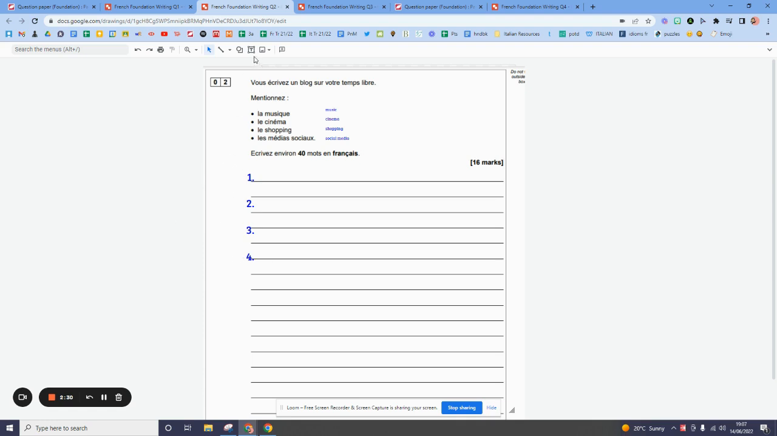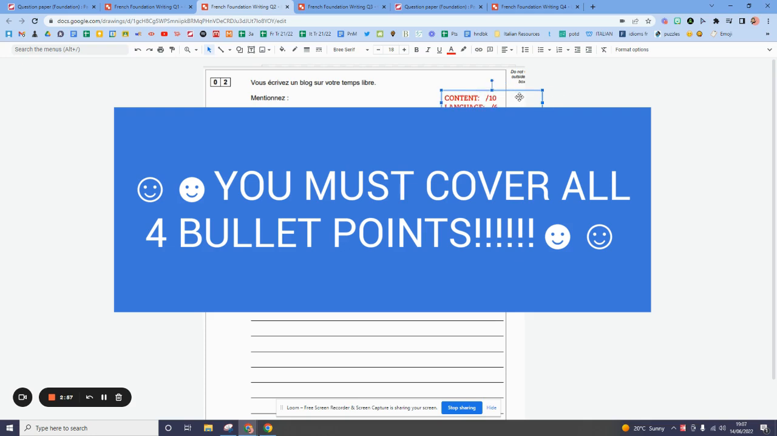The way that this paper is marked is out of 10 and out of 6. Okay, I'm very particular about my font. So you've got content, which is out of 10, and language, which is out of 6. So that's your grammar, your range of language used, your accuracy, etc. Okay. So we need to remember that the only way I'm going to get 10 out of 10 for content is if I cover all 4 bullet points.